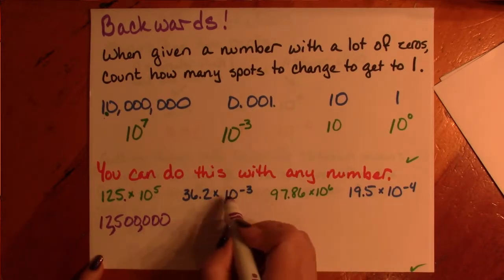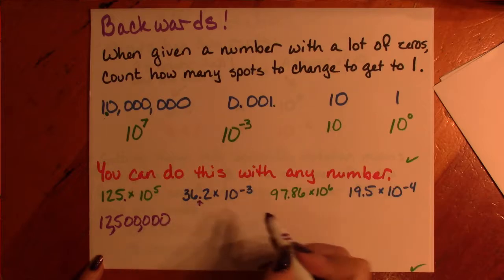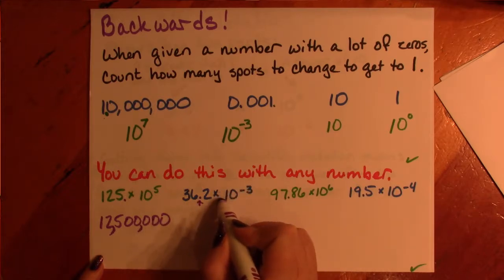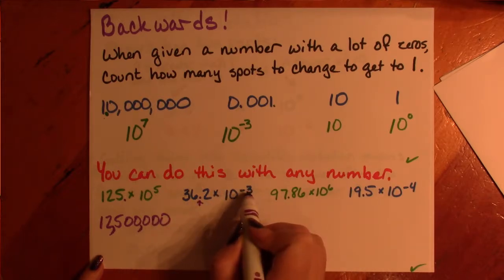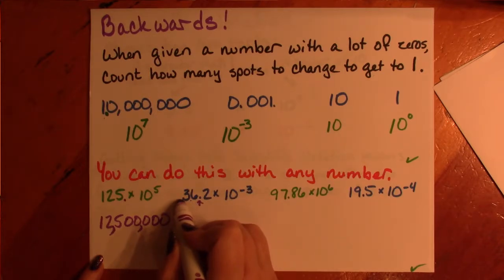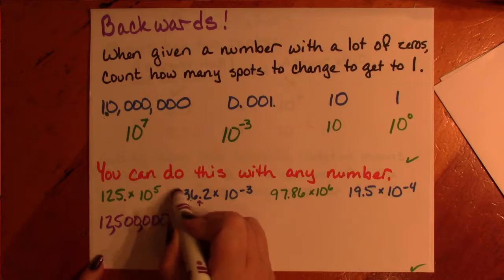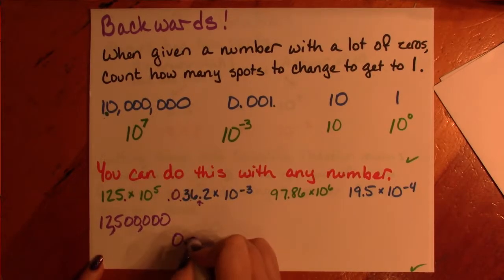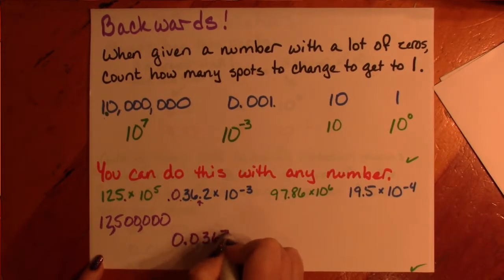12,500,000. Here I've already got a decimal point, and I'm going to make this number smaller by moving the decimal 3 places in the smaller direction. 1, 2, 3, which means this is going to be 0.0362.